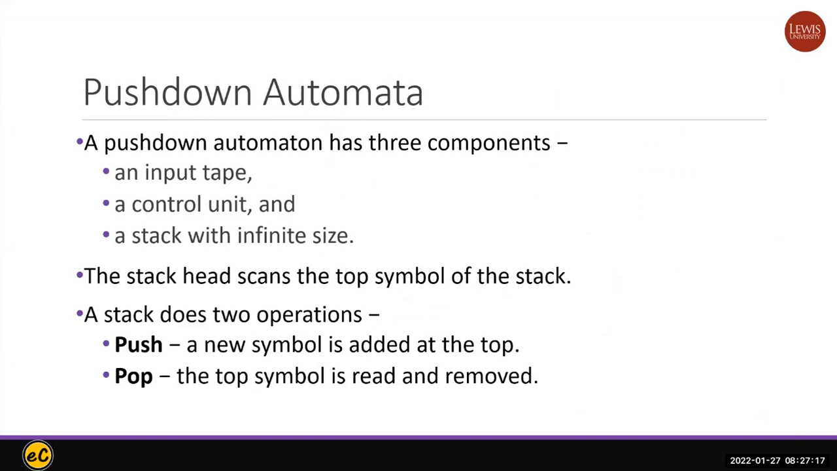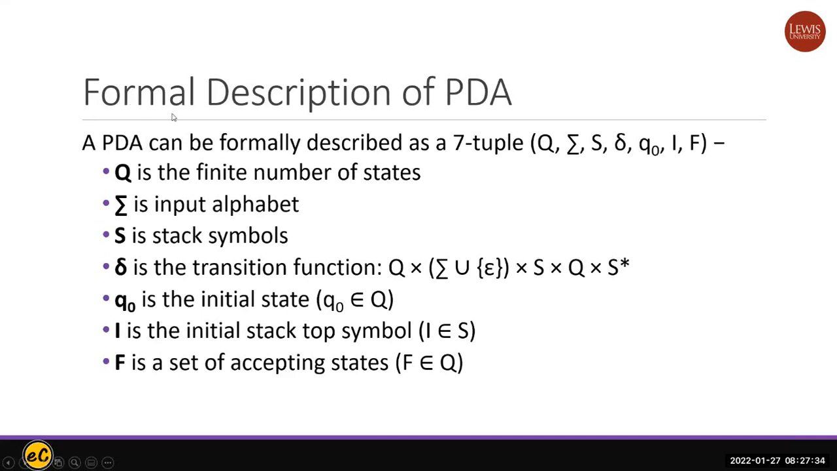So a Pushdown Automata has 3 components: an input tape, a control unit, and a stack with infinite size. The stack head scans the top symbol of the stack, and the stack has 2 operations: push or pop. So for the formal description of a Pushdown Automata, you can use a 7-tuple.